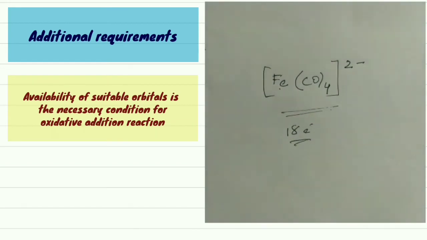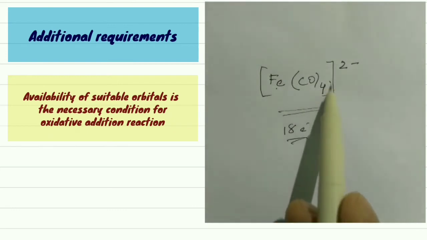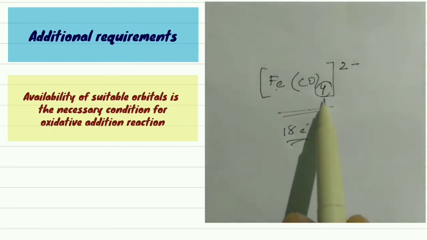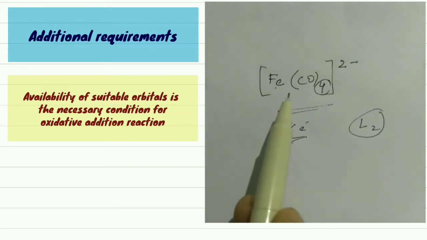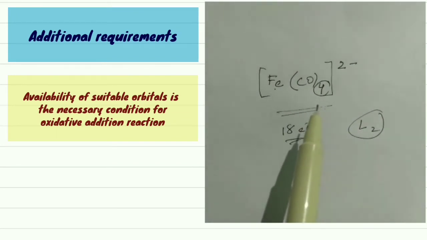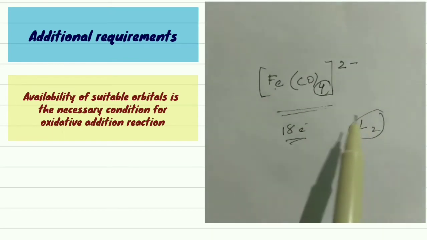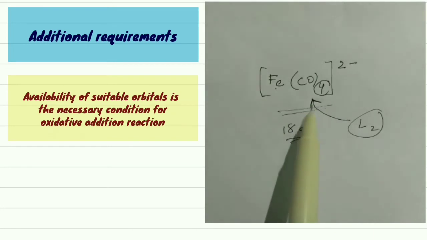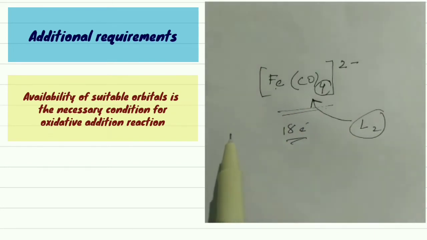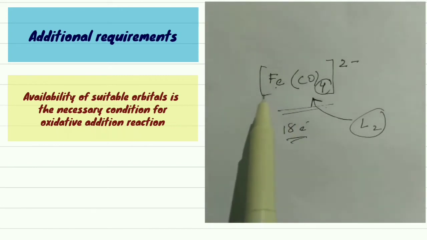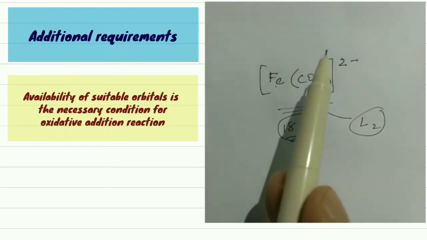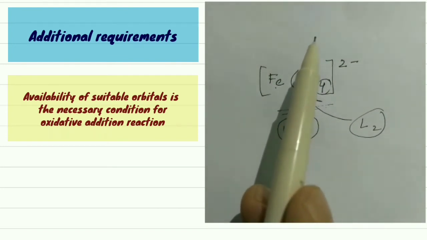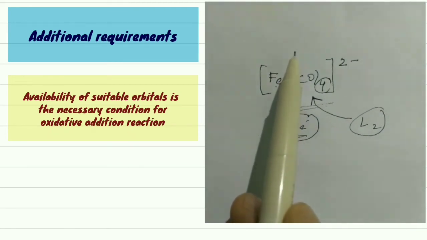But here you see the number of ligands present in this complex is 4. That means there is a possibility. According to the first rule, we can add two ligands in this complex to get the oxidative addition reaction. But here it is very difficult to add these two ligands in this complex. The reason is that all the molecular orbitals are already filled by the 18 electrons, so the remaining orbitals are the antibonding molecular orbitals.